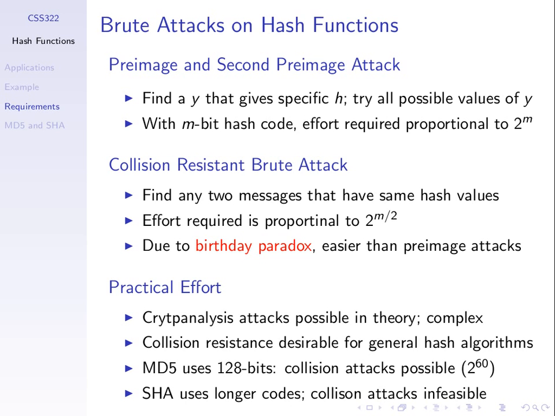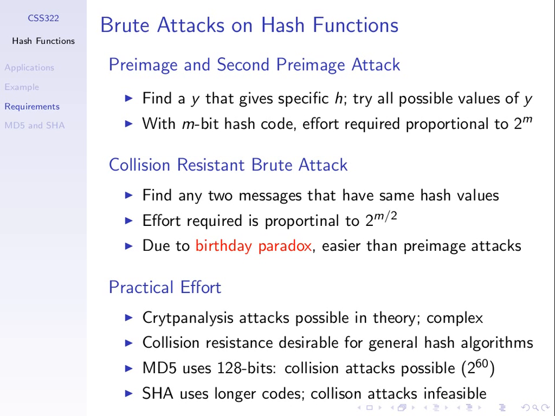So if our hash length is 128 bits, for example, MD5 is a hash function with a 128-bit hash value, then we need 2 to the power of 128 attempts, about equivalent to a 128-bit key in terms of the amount of effort needed to break it. That is the same number of attempts.